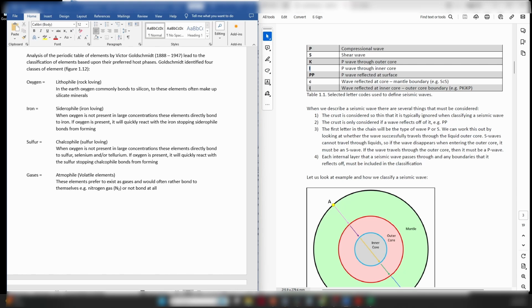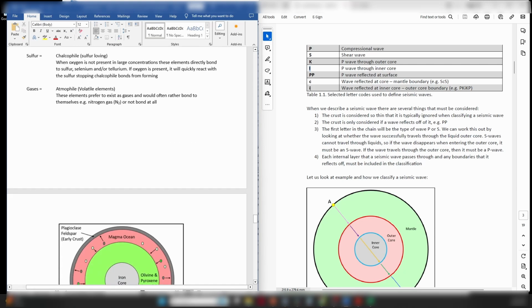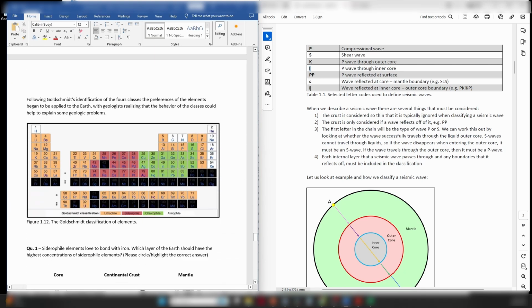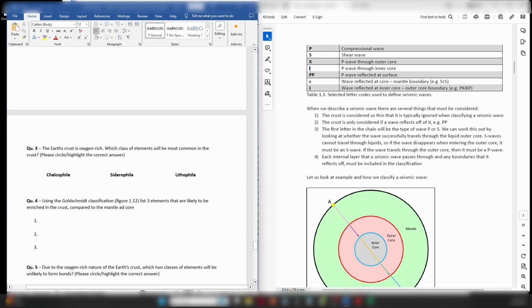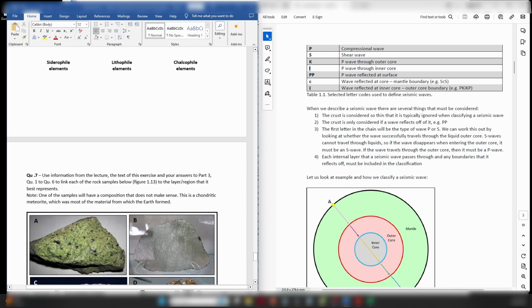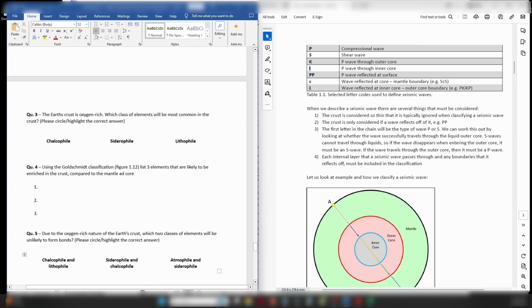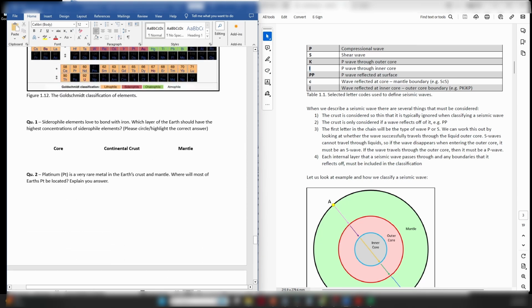So what we can do is we can use the Goldschmidt classification of elements and we can think to ourselves, right, what would this mean during the Earth's differentiation? Where would these elements go as the Earth was splitting into its own distinct layers? So if we come down here, you can see we have questions 1, 2, 3, 4, 5, 6, and then we have 7 down there. We'll come to that. So questions 1 to 6 are essentially just trying to get you to think about where certain elements would end up.